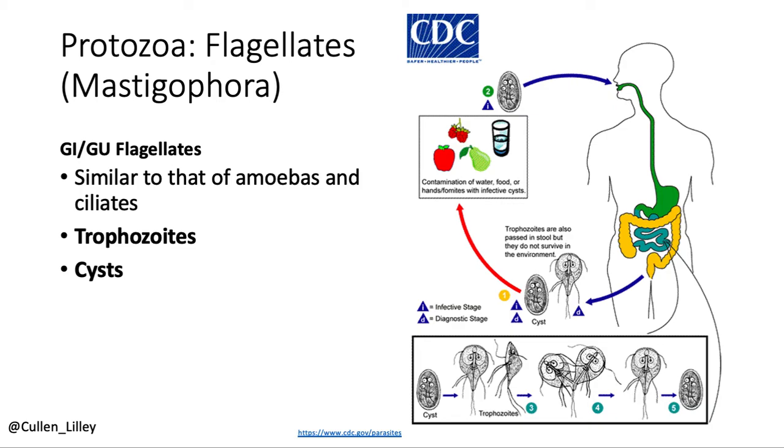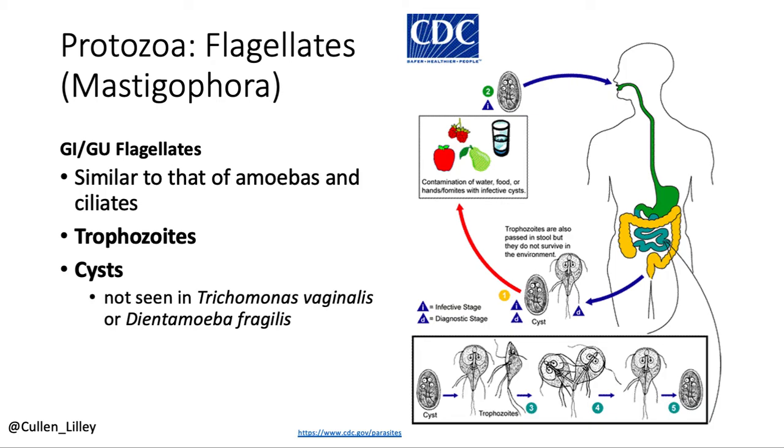So flagellates are a really important class. The example we have on the right is Giardia lamblia, Giardia intestinalis, or Giardia duodenalis. This is one of the more important intestinal flagellates. Flagellates are broadly broken down into GI/GU flagellates, or gastrointestinal genitourinary flagellates, and then hemoflagellates, or blood/tissue flagellates. The GI/GU flagellates, very similar to amoebas, have a trophozoite and a cyst phase. On the right, we're looking at Giardia lamblia, also known as Giardia intestinalis or Giardia duodenalis.